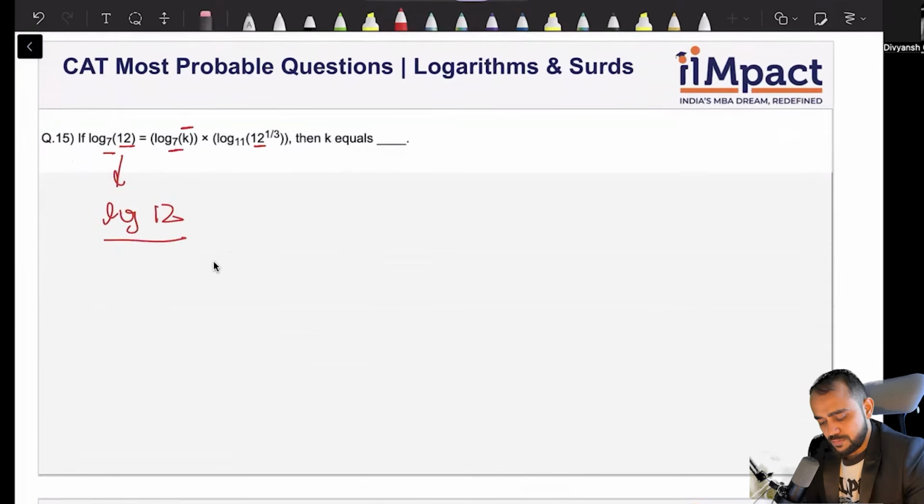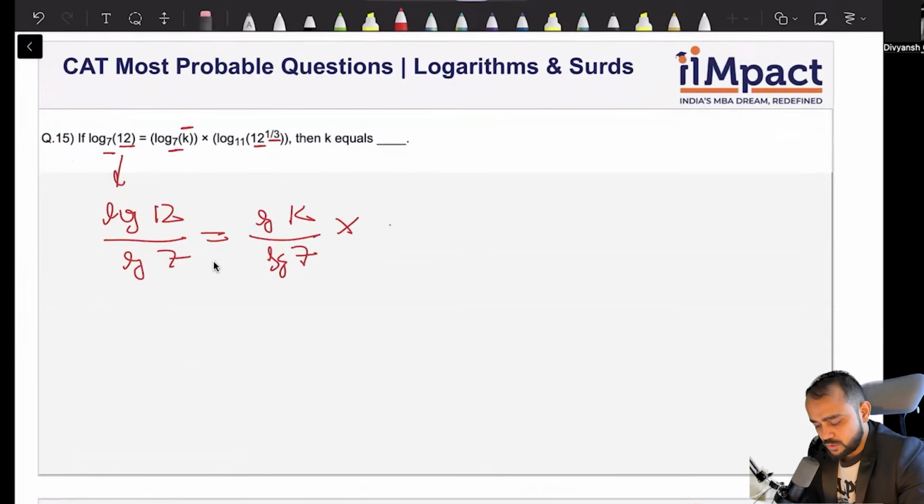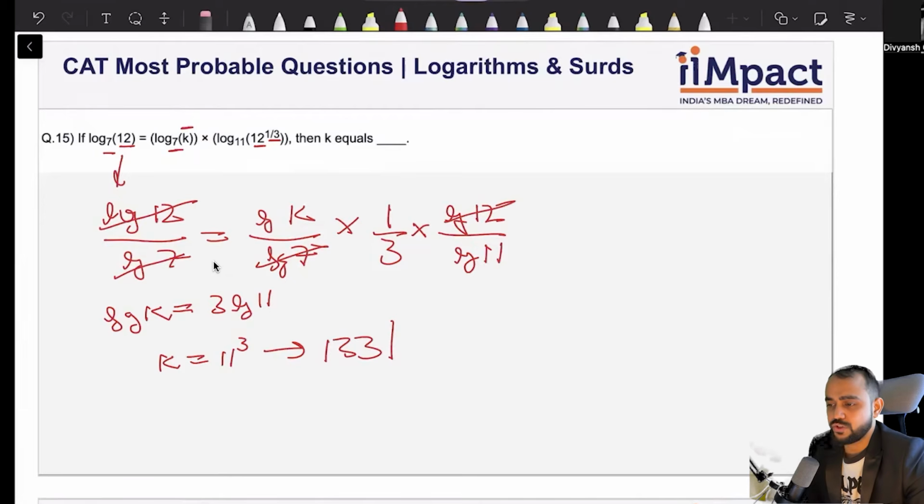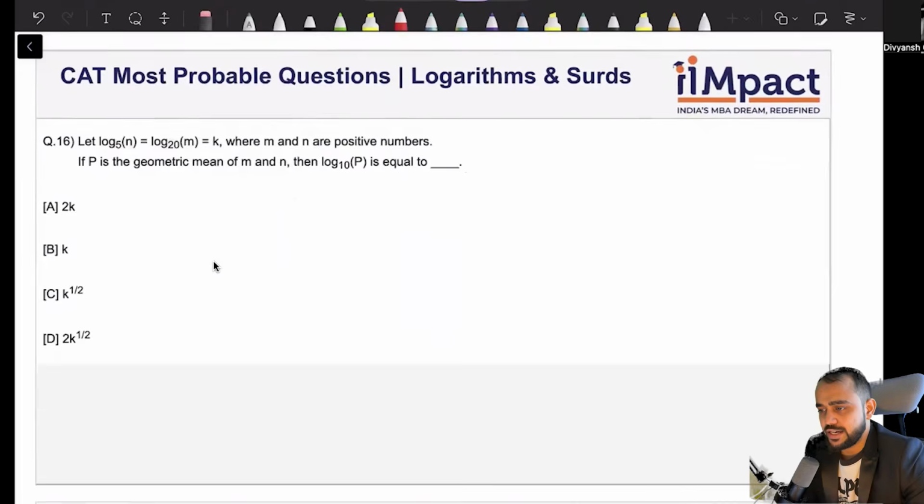So log 12 by log 7 is equal to log k by log 7 into this 12 is raised to the power 1 by 3. So I'll bring that out into 1 by 3 into log of 12 divided by log of 11. So log 7 cancel, log 12 cancel, and you get log of k is equal to 3 log 11, which means k is equal to 11 cube, which is 1331. So the answer for question number 15 is 1331. All right, let's move on.